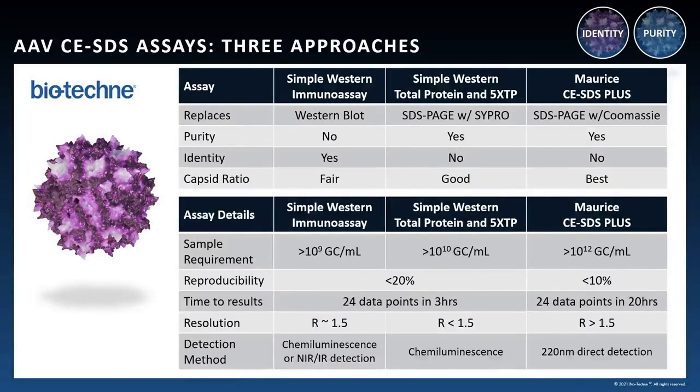The third assay is on Maurice, which is the best for capsid ratio and purity because of the direct detection with absorbance. While requiring more sample, the CE-SDS Plus assay on Maurice features the lowest RSDs. Let's now take a look at some data to see how these methods compare.